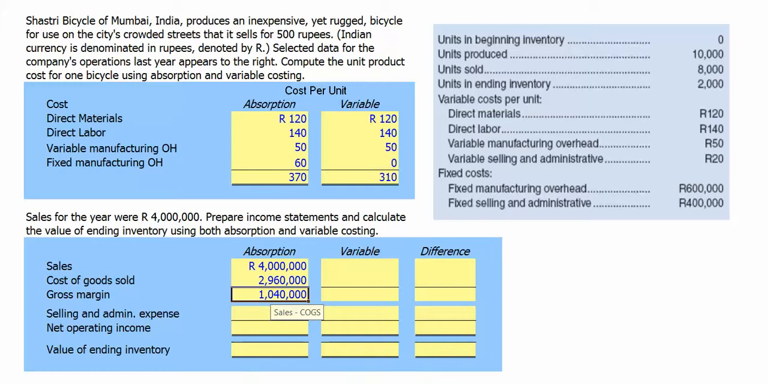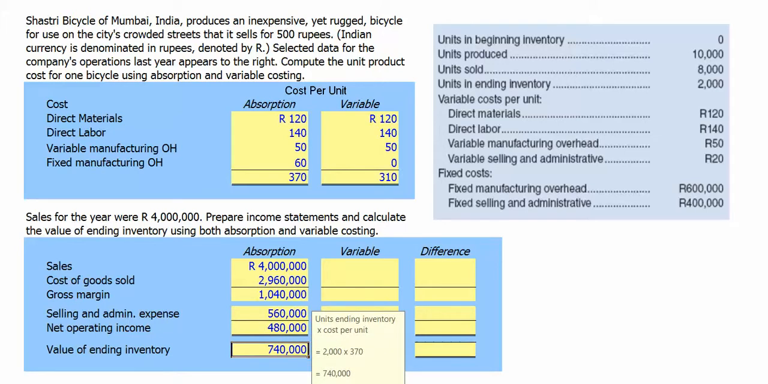Our selling and admin expense will have both a fixed and a variable component. The fixed component is 400,000 rupees, then the variable component is 20 rupees per bicycle times the 8,000 bicycles that we sold for a total of 560,000 rupees, giving us net operating income of 480,000 rupees. The value of our ending inventory will be 740,000 rupees. That's the 2,000 units in ending inventory times 370 rupees per unit.